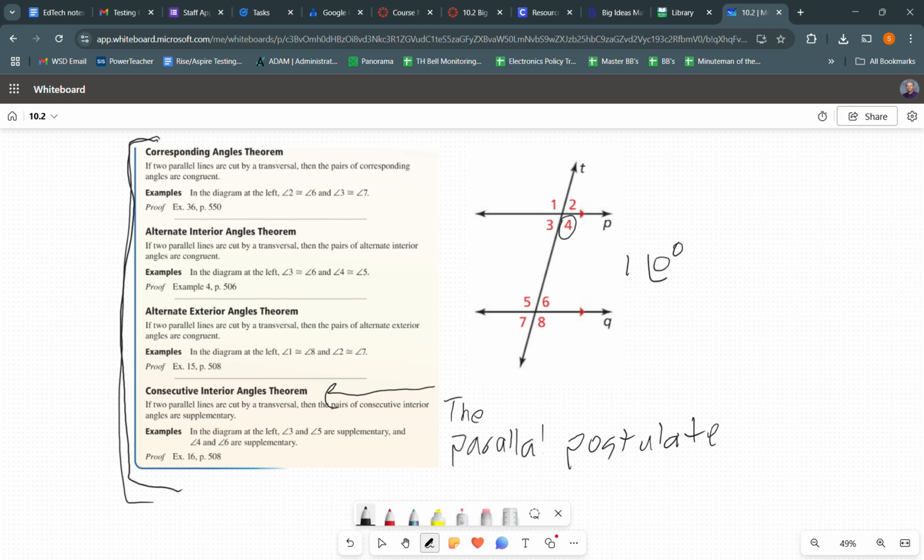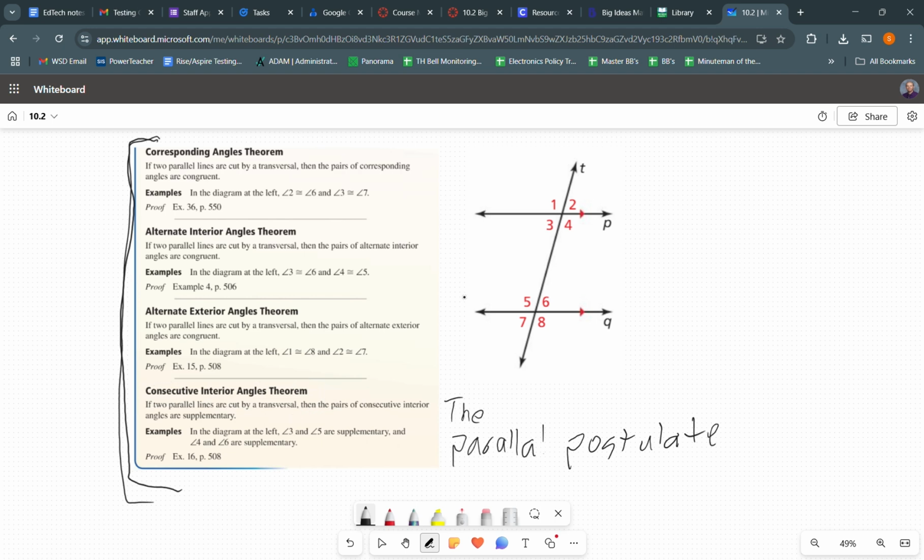Now, we call this the consecutive interior angles theorem because if we go along this transversal and take a look at these angles that are all right in a row from each other, then 4 and 6 kind of line up in order along those. So we call those consecutive angles because they're in order. All right, so the consecutive interior angles theorem says that these two angles should add up to 180 degrees if they are working with parallel lines.